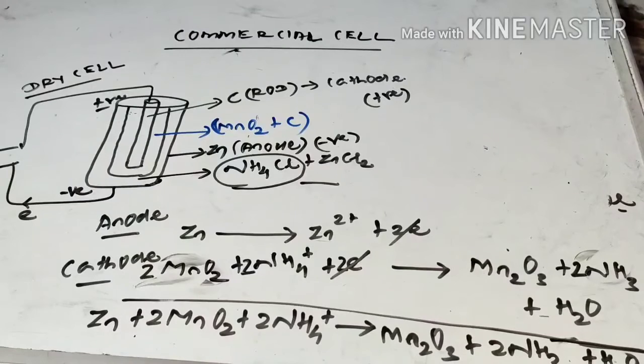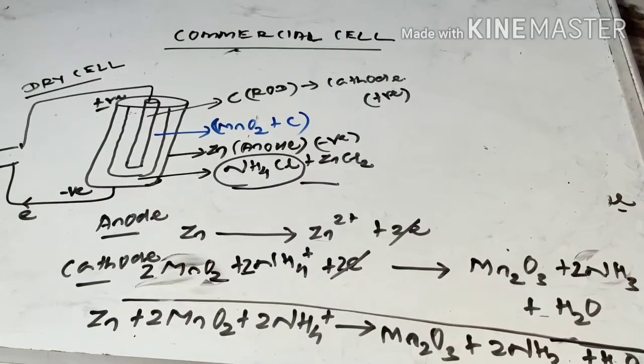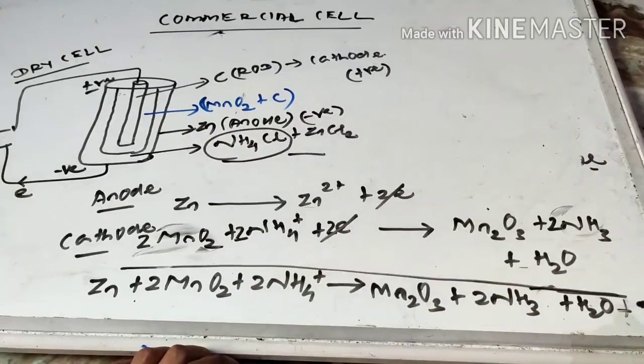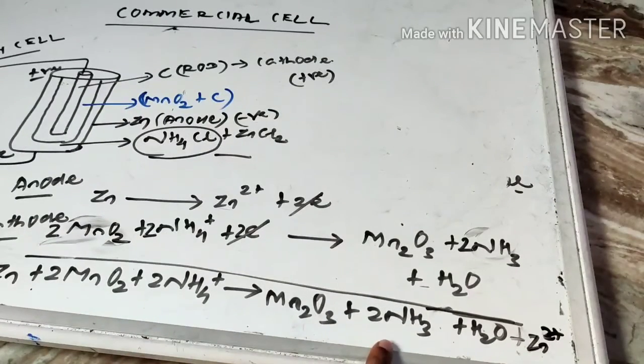And here the ammonia gas is released, and along with Mn2O3 it also releases Zn2+. So this ammonia gas which is released starts to react with Zn2+.